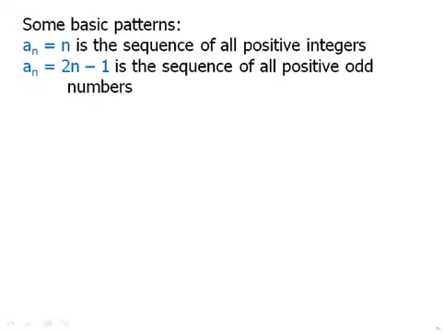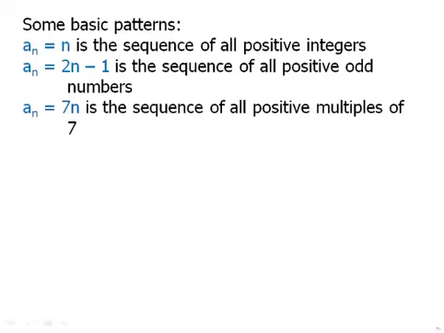So very interesting. And if we just had a sub n equals 2n, that would be the sequence of all positive even numbers. A sub n equals 7n is the sequence of all positive multiples of 7. And similarly, if we had any factor times n, it would be all the multiples of that particular factor.